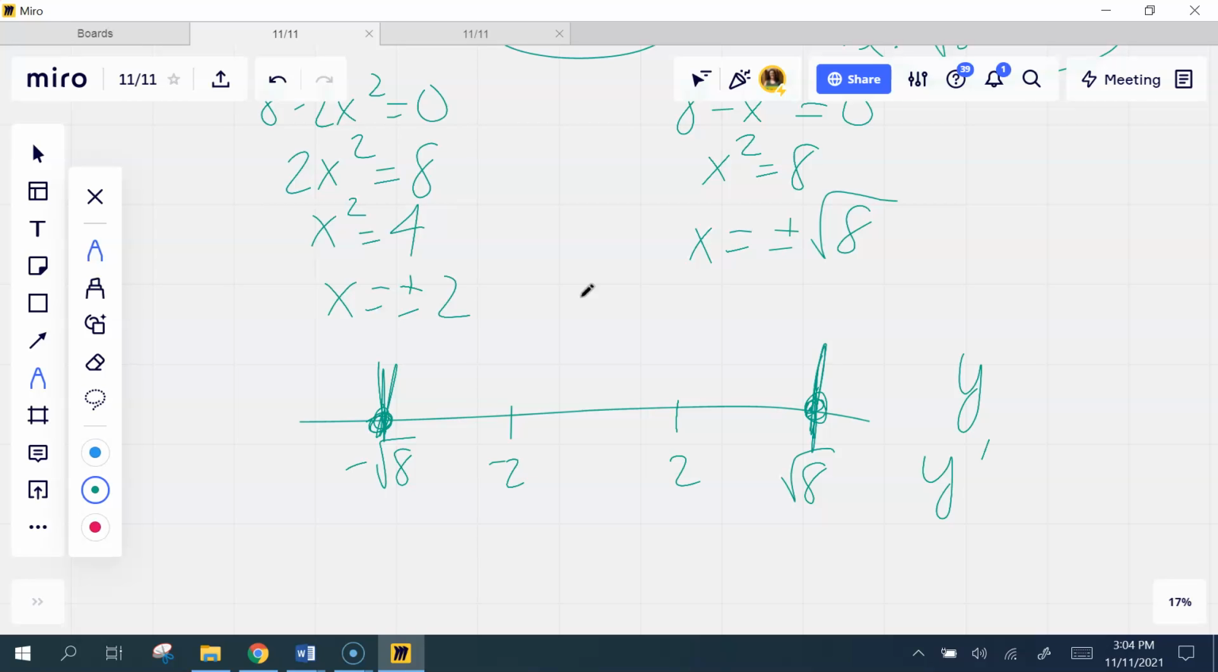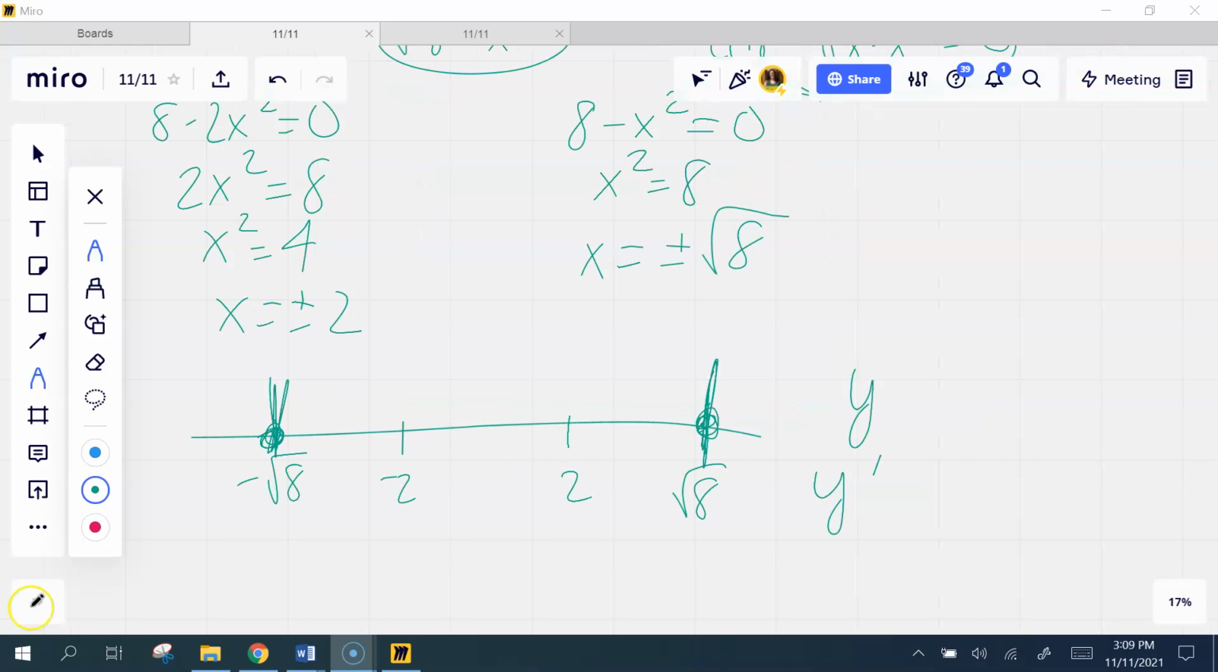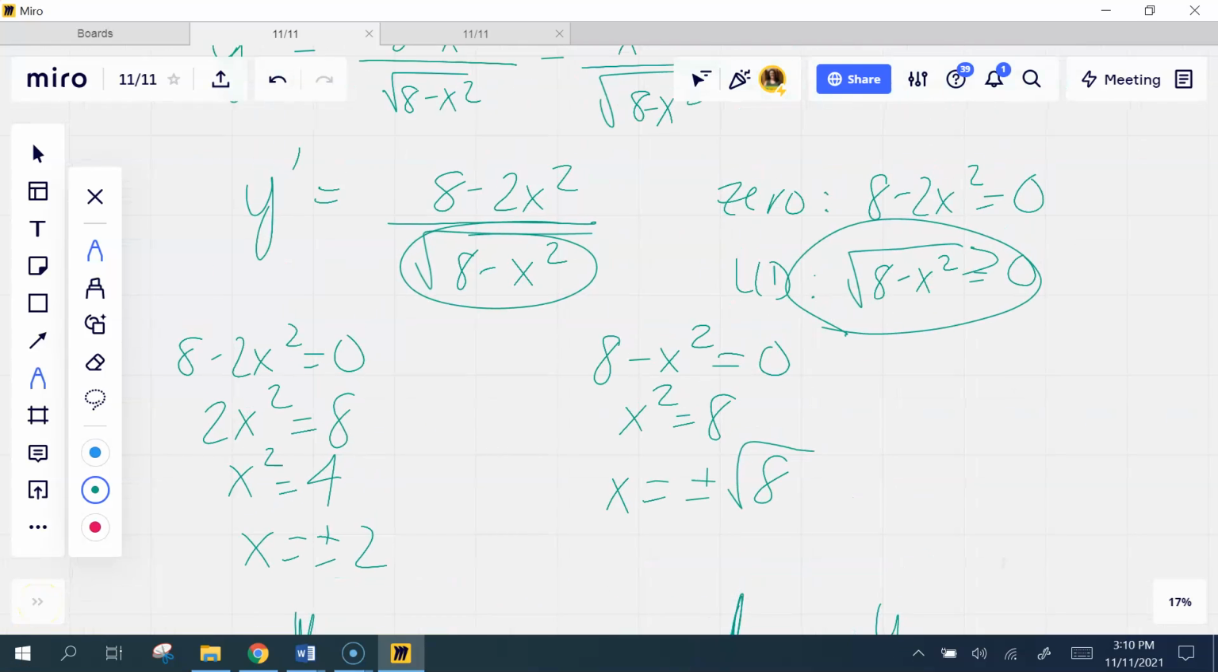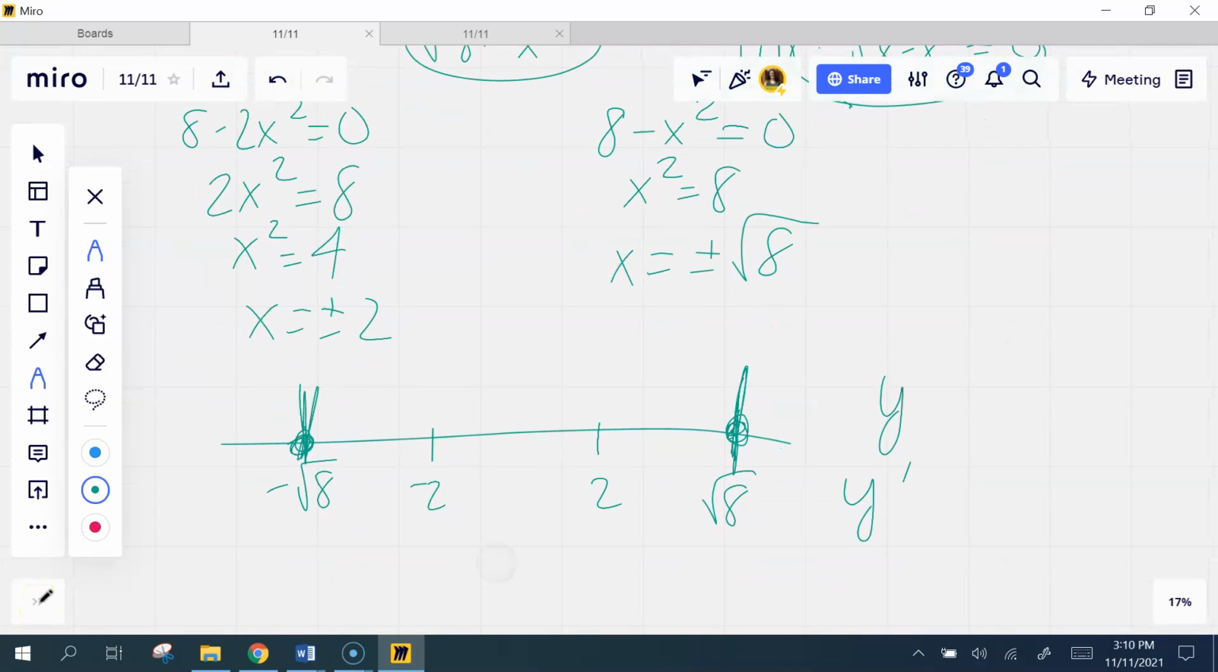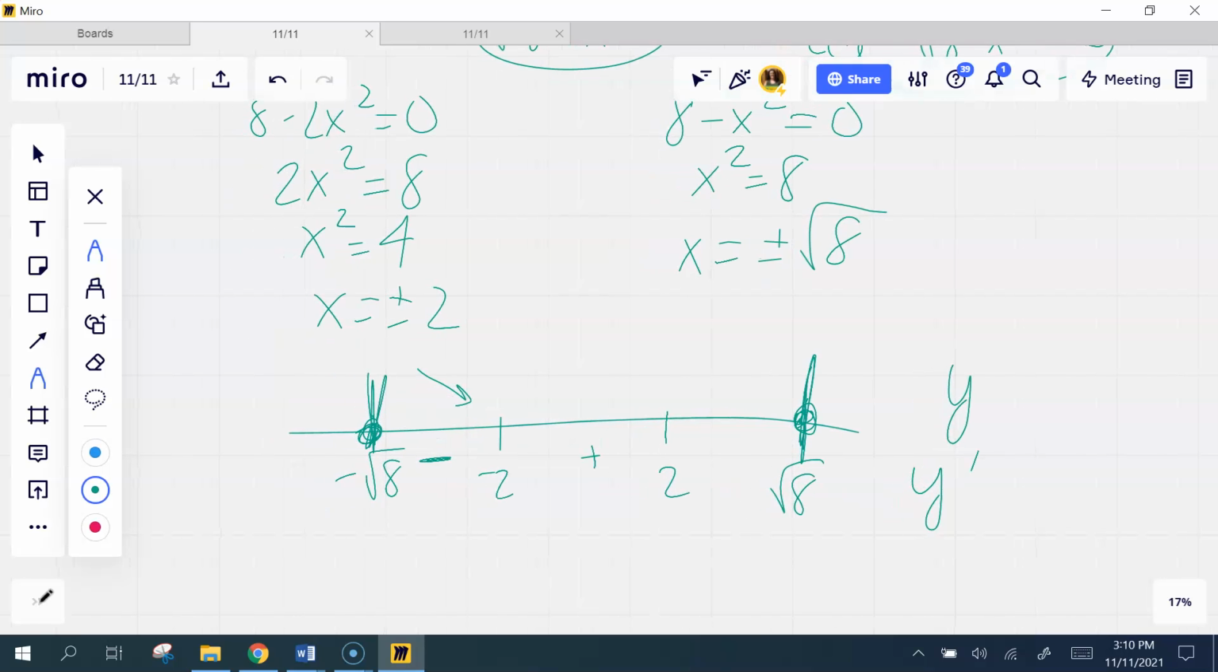When you plug test points back into the derivative, you will find that between negative root 8 and negative 2, you are negative, which means my function is decreasing. Between negative 2 and 2, maybe 0 is a good test point here, you are positive, which means increasing, and then here again, negative.